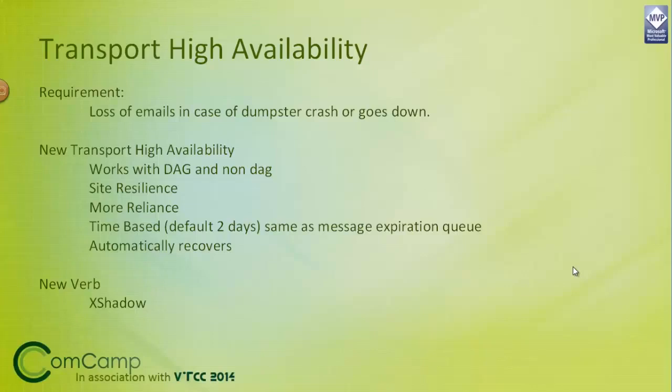So the new transport high availability is time based. Default is 2 days, same as the message expiration queue. New transport high availability automatically recovers the emails, and we have a new verb coming in the mail flow, which is X-Shadow, which means the shadow copy is being done. All right, let's move on to the next slide.